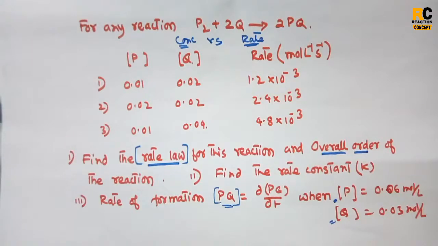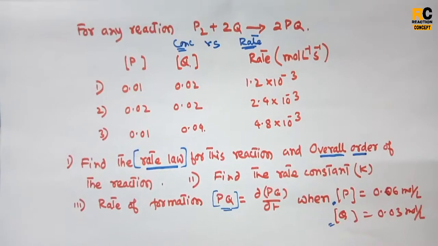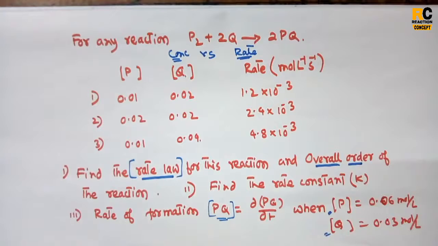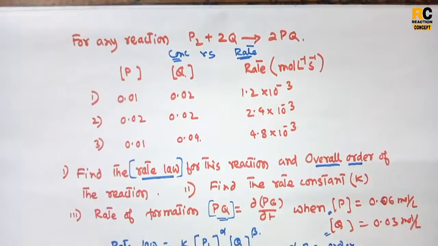Okay, so let us consider the rate law of the reaction. It is rate = K into P to the power alpha and Q to the power beta, where alpha and beta are the order with respect to P and Q.